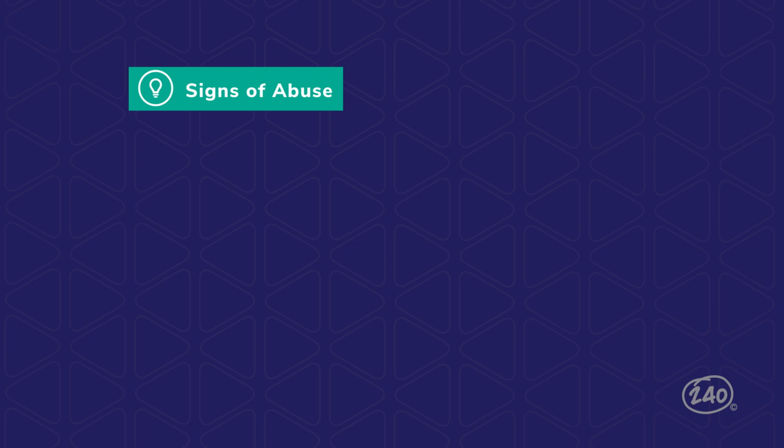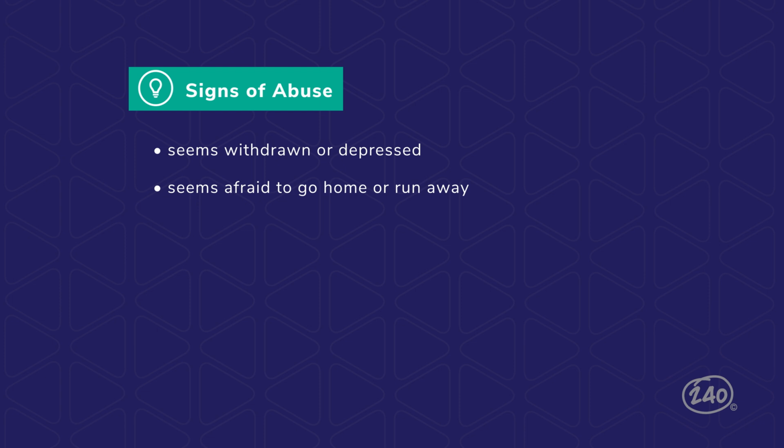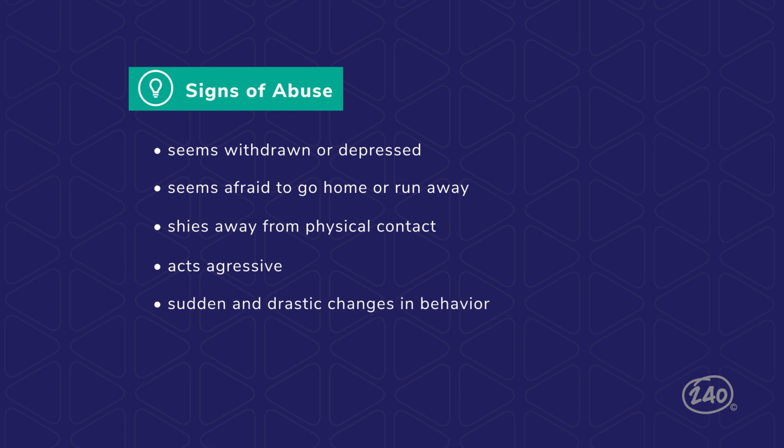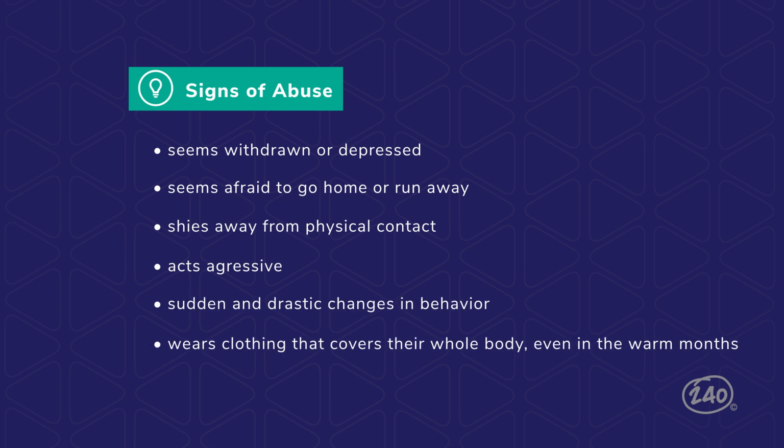In our state, teachers are required by law to report any suspected abuse or neglect of a student. There are many signs of abuse to look out for, such as a student who seems withdrawn or depressed, seems afraid to go home or wants to run away, shies away from physical contact, acts aggressive, has sudden and drastic changes in behavior, wears clothing that covers their whole body, even in the warmer months, though remember this could also be a cultural practice and have nothing to do with abuse, or has unexplained burns, cuts, bruises, or broken bones.